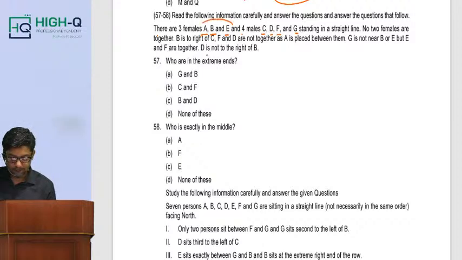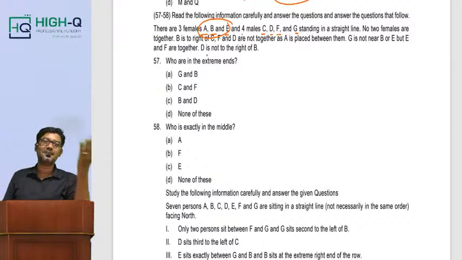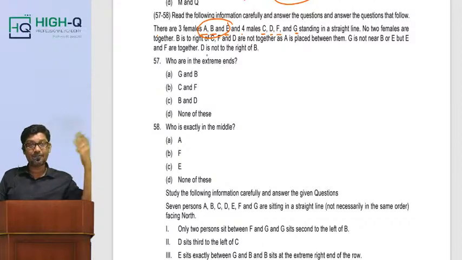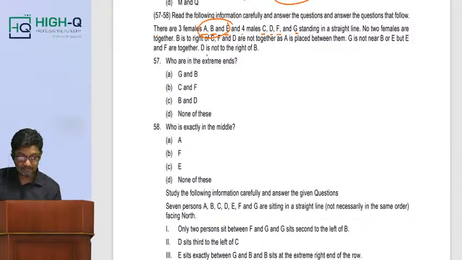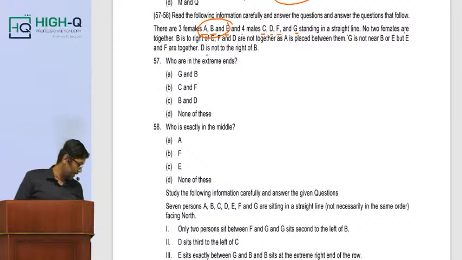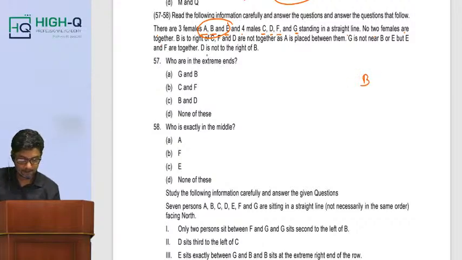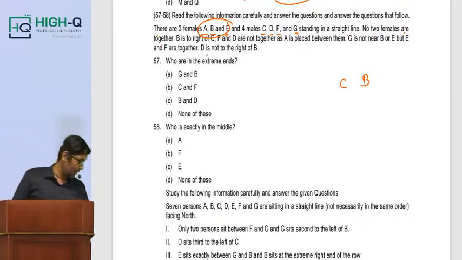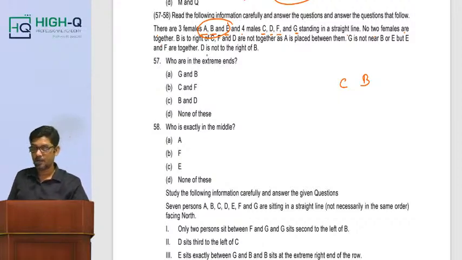I think it is going to take a lot of time. Here A, B, E, and C, D, F and G are standing in a straight line. No 2 females are together. Okay, fine. Now, B is right of C. Am I right, my dear? B is right of C. Fine. Now look at this.